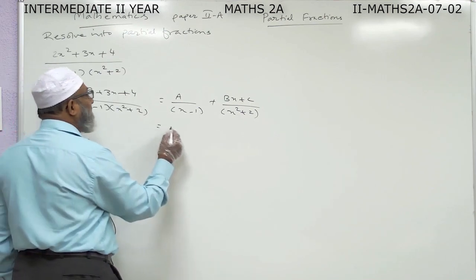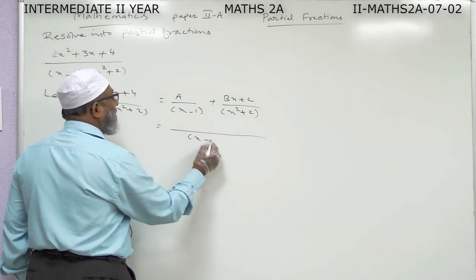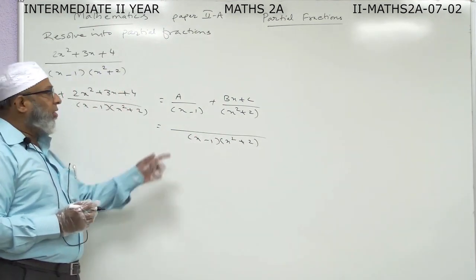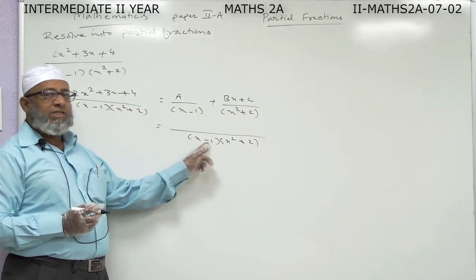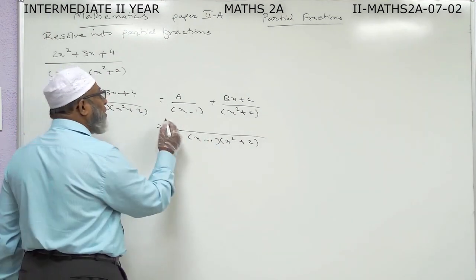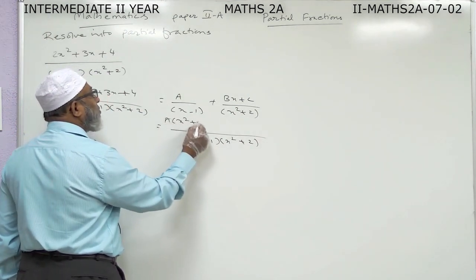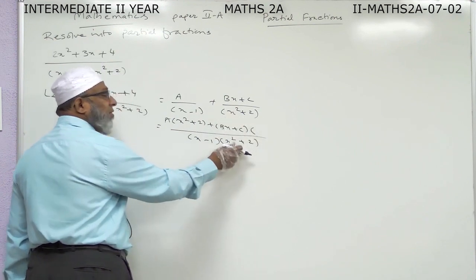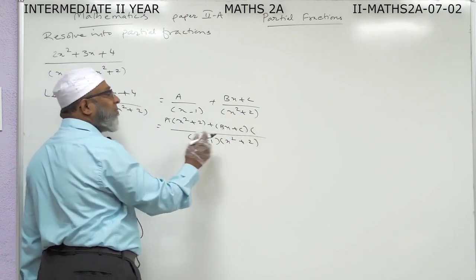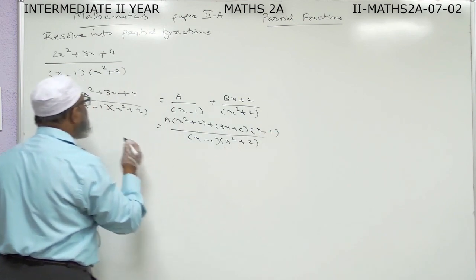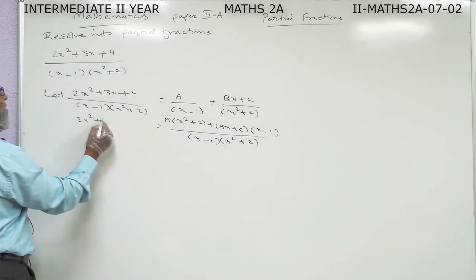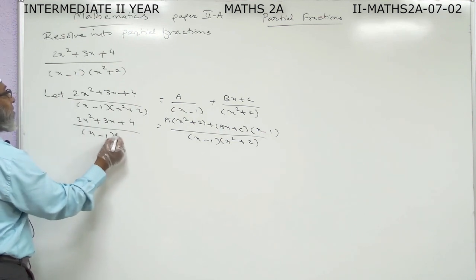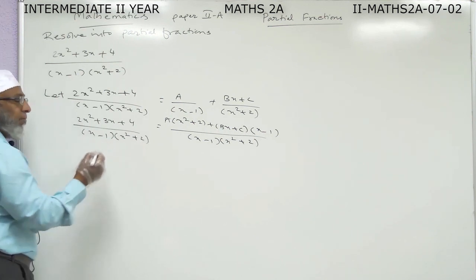Now, if I take the LCM, what happens? It is (x minus 1) into (x square plus 2). On dividing, x minus 1 will cancel, what remains? x square plus 2. So this is a into (x square plus 2) plus (bx plus c). This part will be cancelled. The remaining one is x minus 1, which remains as it is, and on the left side 2x square plus 3x plus 4 divided by (x minus 1) into (x square plus 2).